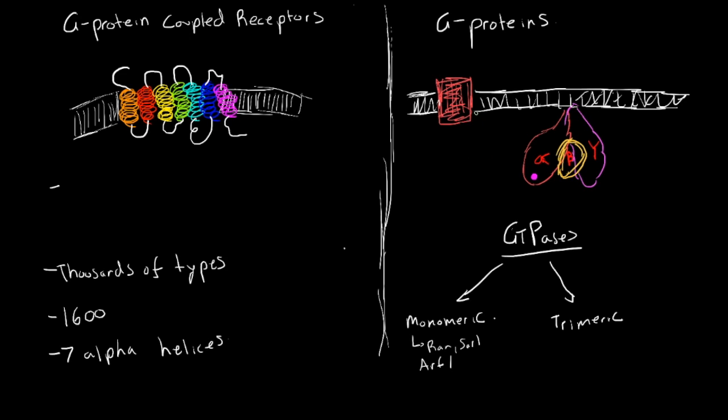So in the next video, I will discuss how G proteins become activated from a ligand coming in and binding to it right here, which will then cause this to have a high affinity, and I will discuss that all in the next video.